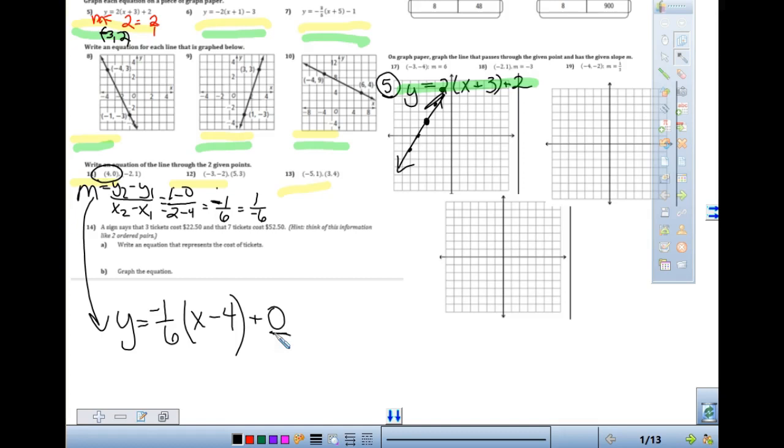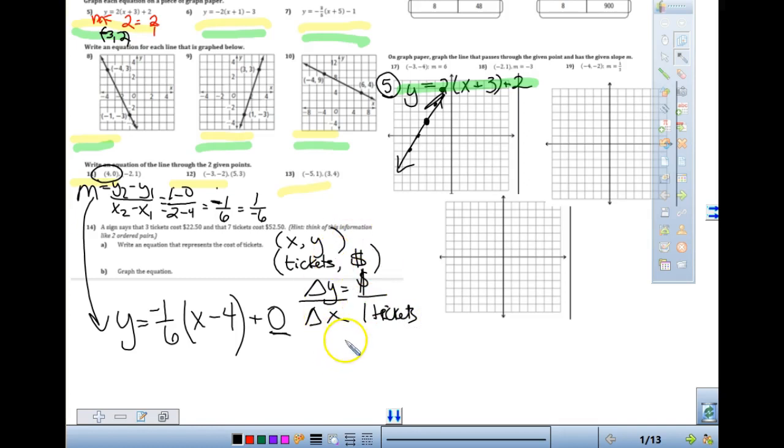As I look at 14, 14 says hint, use it as an ordered pair. Now, we kind of talked about our independent and dependent variable. X is independent, Y is dependent. In this case, we're talking about tickets and their cost, right? If I said, how much does a ticket cost, you would be looking at the change in Y, which is how many dollars, over the change in X, per one ticket. You would subtract those to find that out for each ticket.